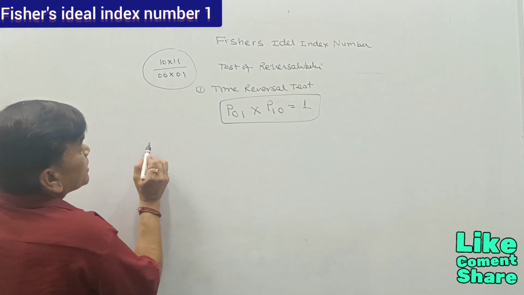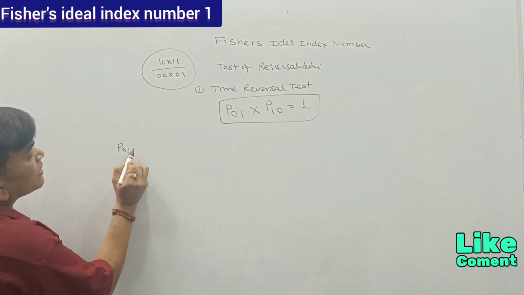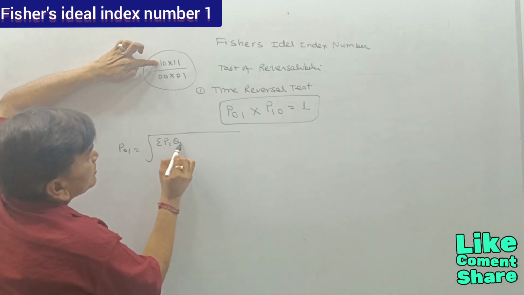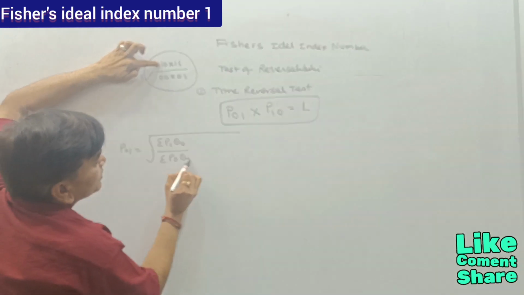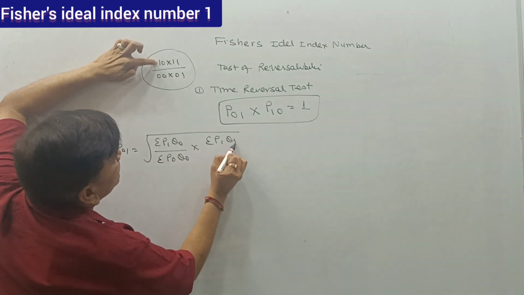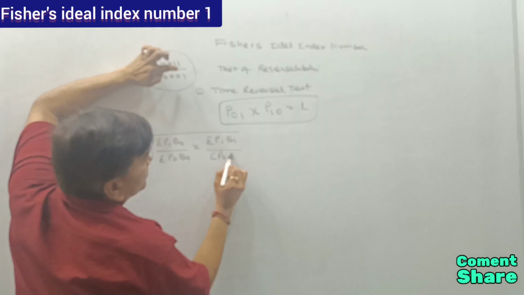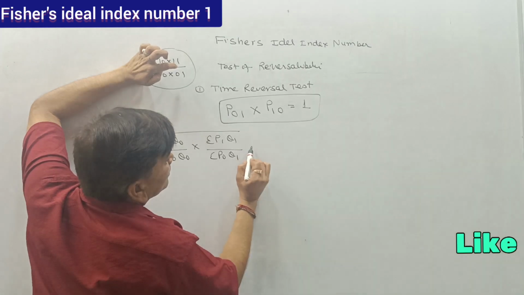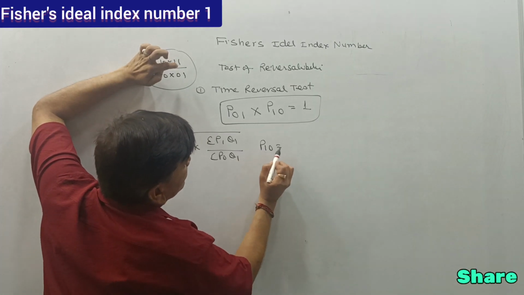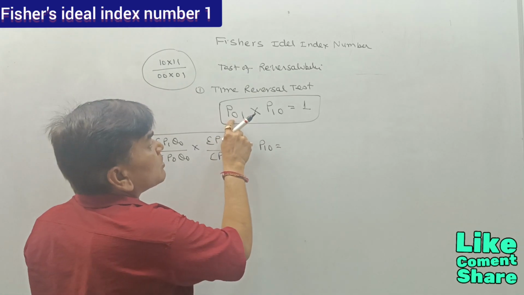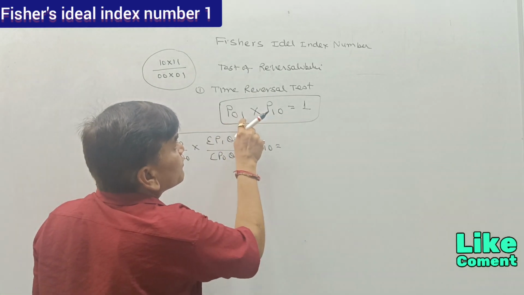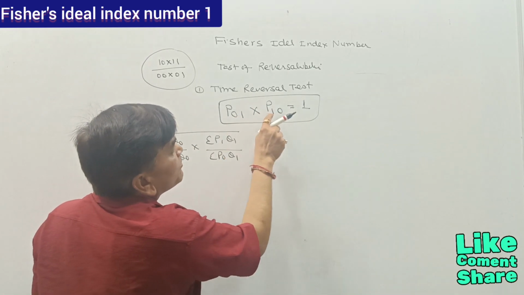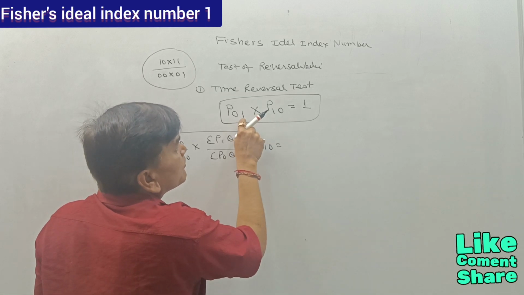So as we know, Σ P01 is √(ΣP1Q0 / ΣP0Q0 × ΣP1Q1 / ΣP0Q1). Now P10 means 0 and 1 are interchanged: where 0 is there, in the place of 0 we write 1, and where 1 is there, in the place of 1 we write 0.